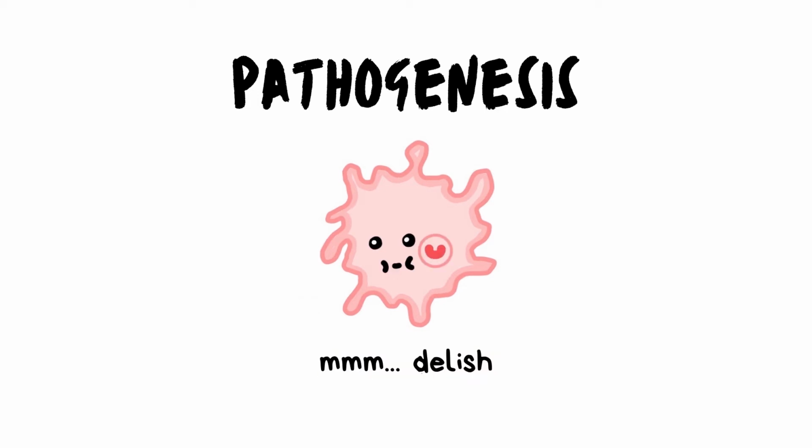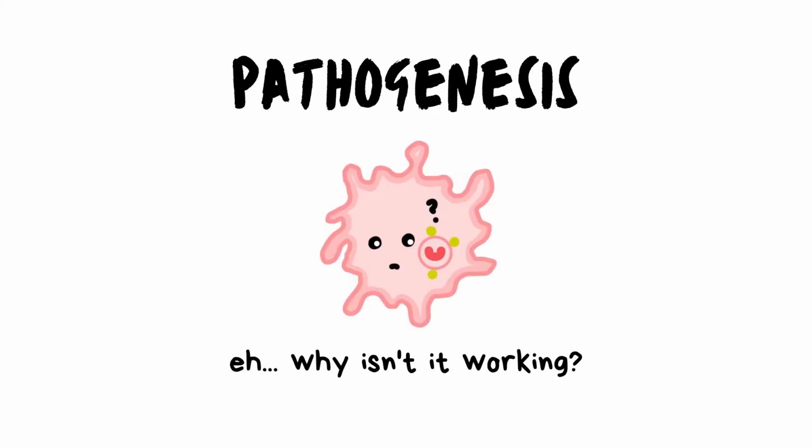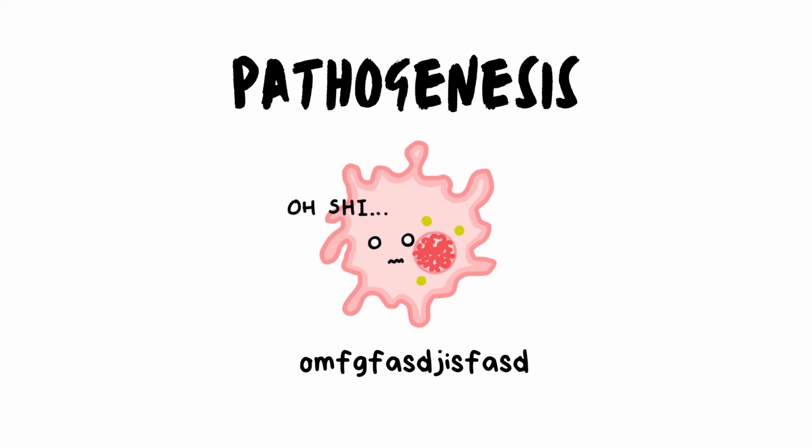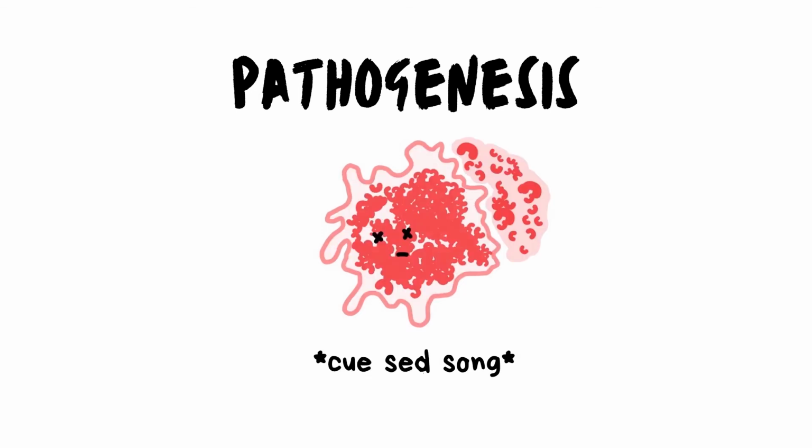The alveolar macrophage contains lysosomes, which contain hydrolytic enzymes, which help in the breakdown of this Mycobacterium tuberculosis. In order for the enzymes to break down the bacterium, a phagolysosome has to be formed. But the tuberculosis uses the anti-lysosome fusion technique. Say what? Which prevents the phagolysosome from being formed. This is where the bacterium begins to replicate itself inside the alveolar macrophage. And this process happens until the alveolar macrophage can handle it no more, leading to apoptosis and allowing the bacteria to spread throughout the extracellular matrix.